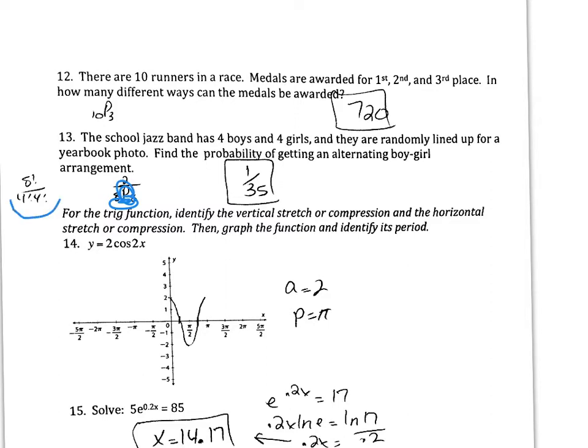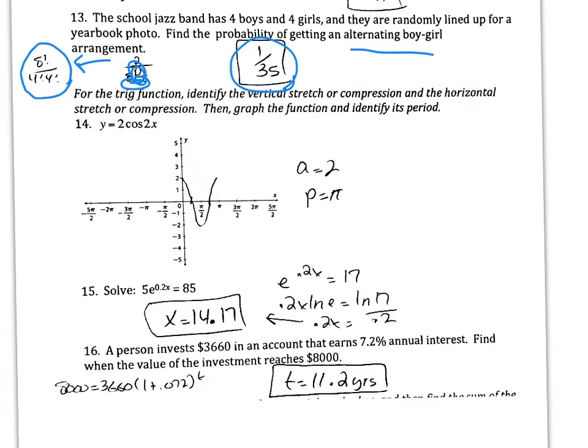This is the total number of ways right there. You have 8 over 4 and 4 because there are 4 boys and 4 girls. They repeat, so that's the number that goes on the bottom. And on the top, alternating boy-girl arrangement, there are 2 ways you can do that. You can start with a boy and go boy, girl, or you can start with a girl and go girl, boy. So I put 2 over that number right there, and I reduced it on my calc, and it gave me 1 over 35.